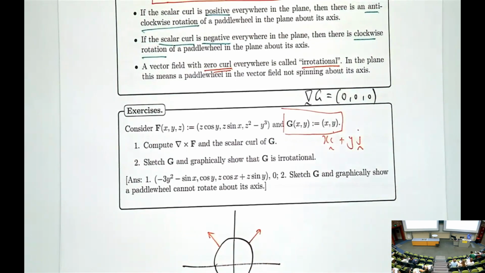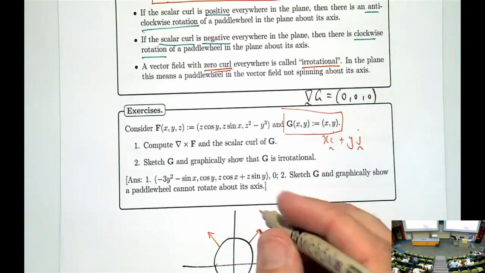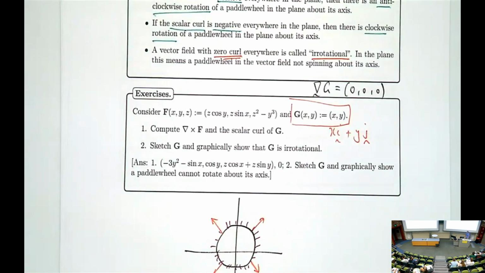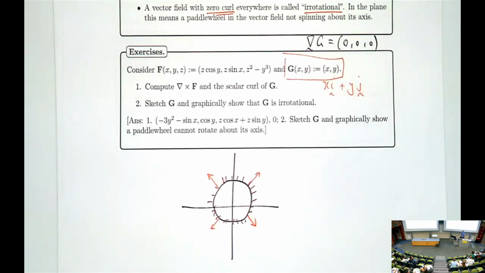Let's say I draw in my little paddle wheel. Do you think it's going to rotate the paddle wheel? No. The field is normal to and parallel to all the, I don't know, the legs or the teeth or whatever it is.